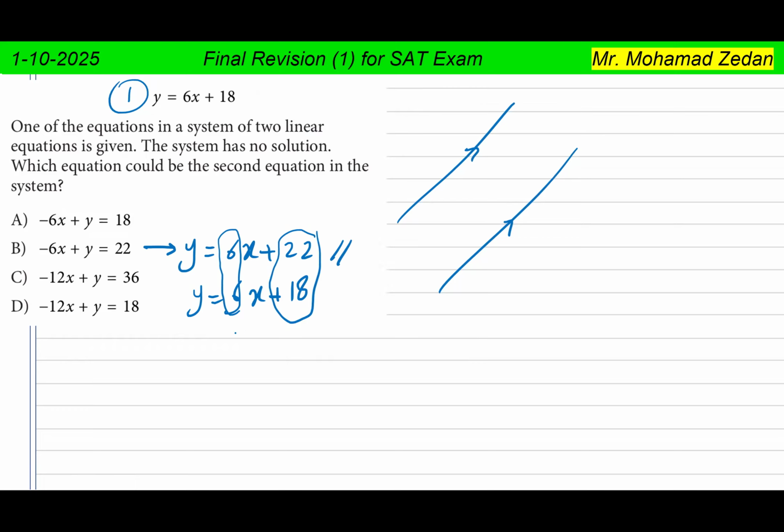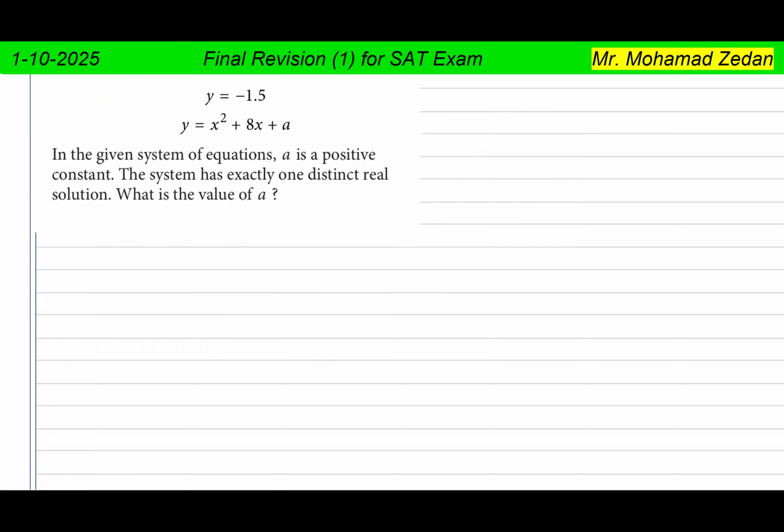Parallel lines always have the same slope, and the y-intercept must be different. This type of famous equation comes up in the SAT exam: one linear and one quadratic, and they ask you when the system has exactly one distinct real solution. I prefer using Desmos on this one. You can use it even if you have a parameter or unknown coefficient in the equation.